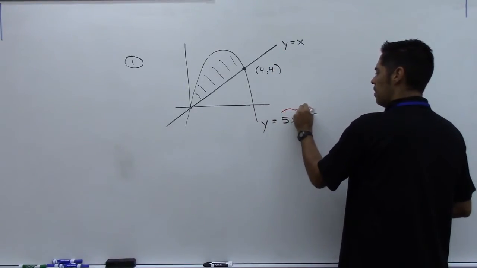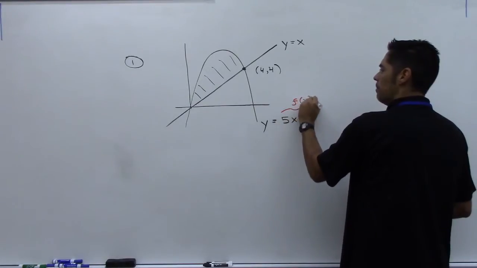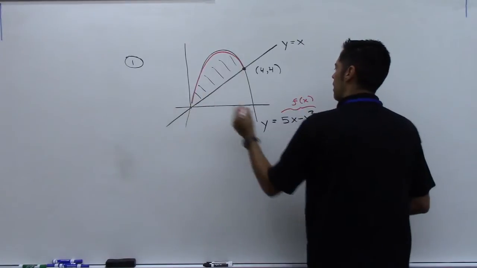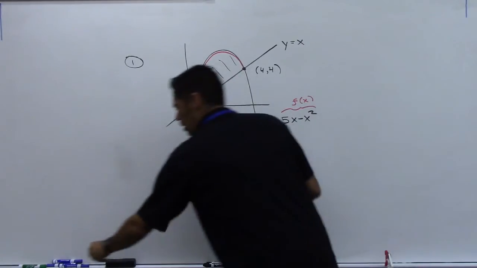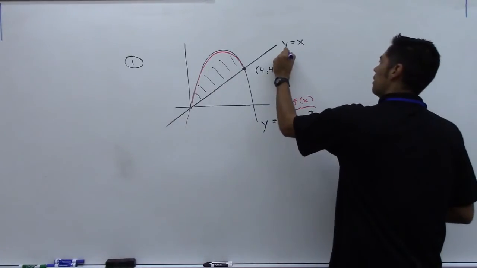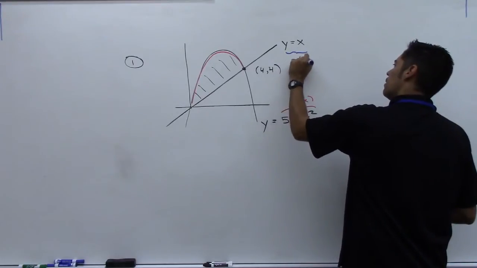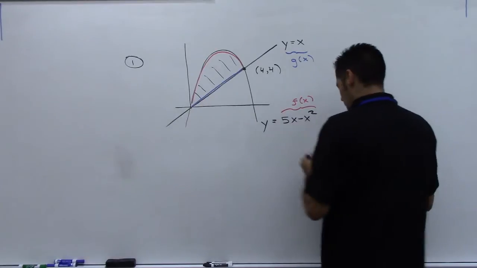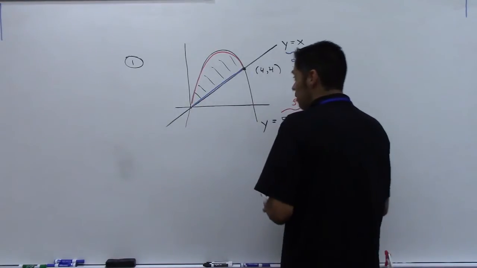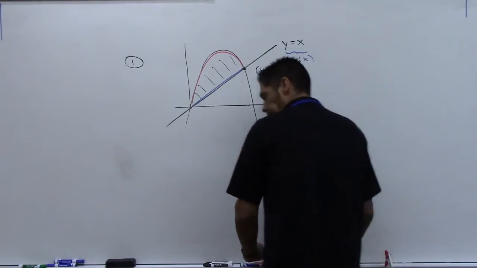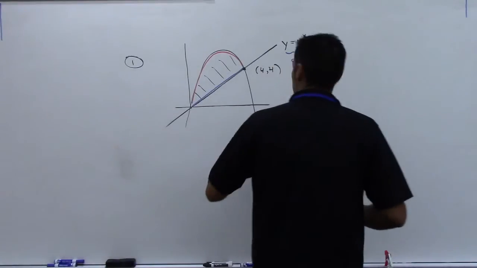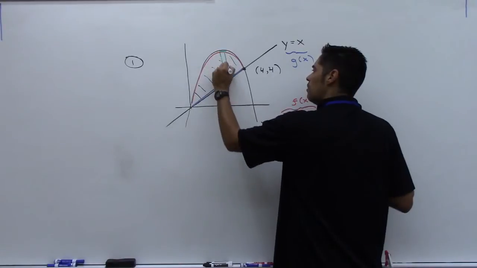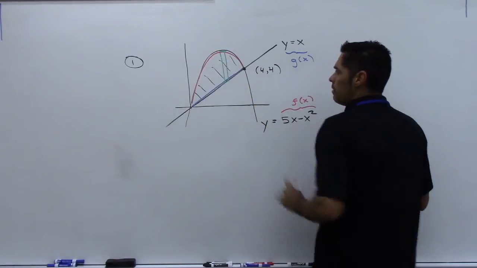I'm going to call this one f of x because it's the function that's on top here. And then this one over here, I'll call this one g of x, since this is the one that's on the bottom of the region. And so we imagine that we can construct a rectangle in this region, and that rectangle, we're going to take an infinite number of them and add them up.